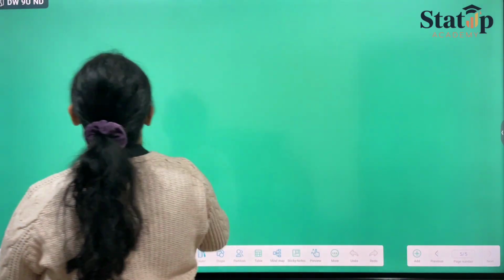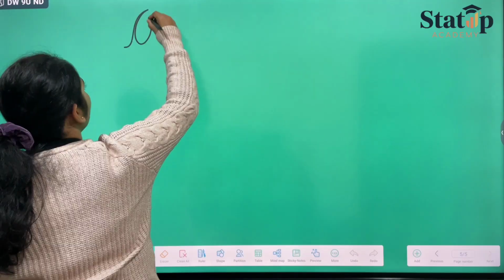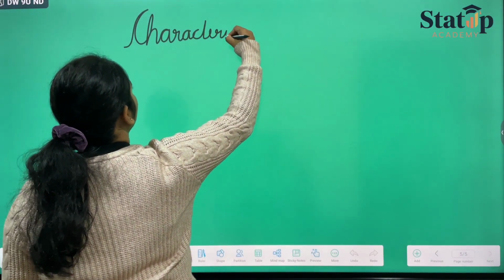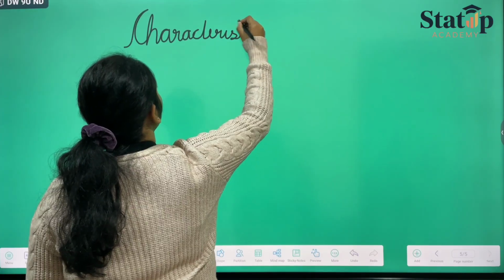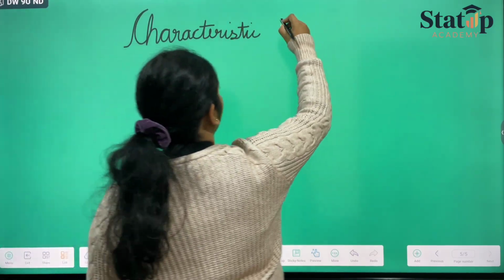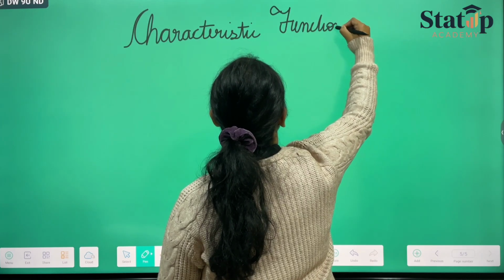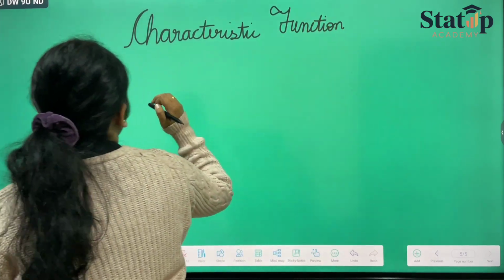In the previous lecture, we did moment generating function, which is MGF. In today's lecture, we'll move forward to a new topic, which is characteristic function. Now, characteristic function is very much similar to moment generating function, but the only difference between them is their formula, and that characteristic function exists for all random variables, whereas moment generating function might or might not exist.